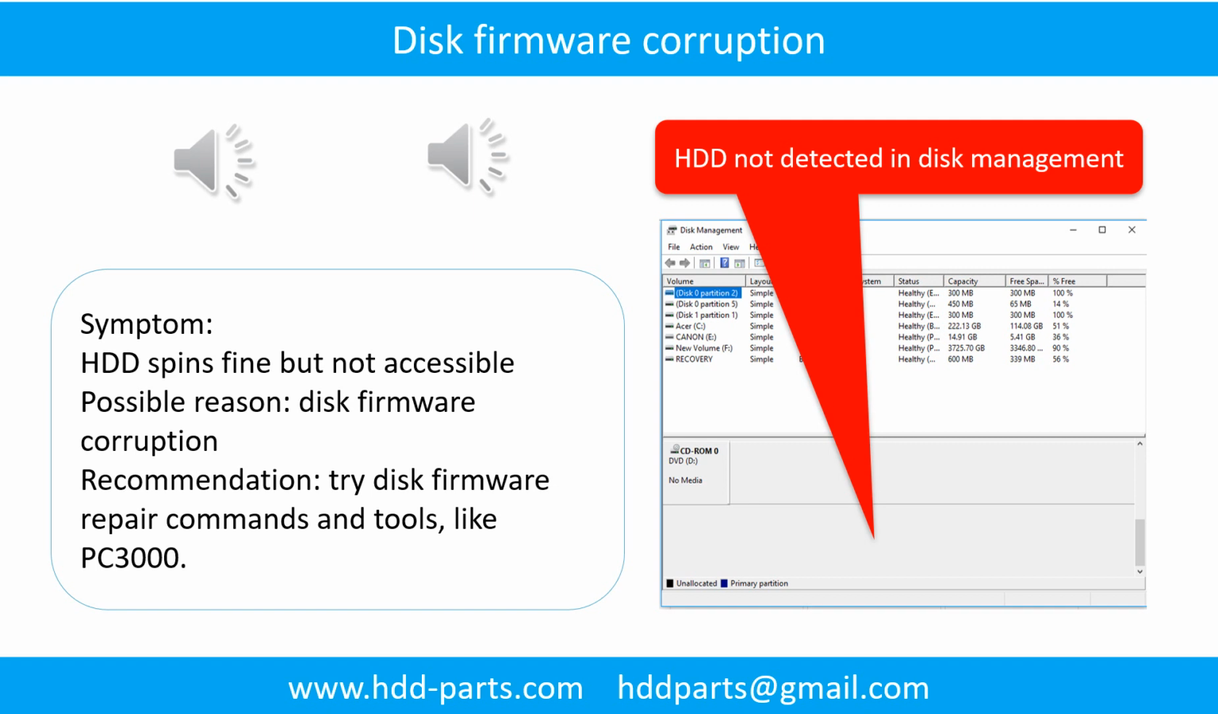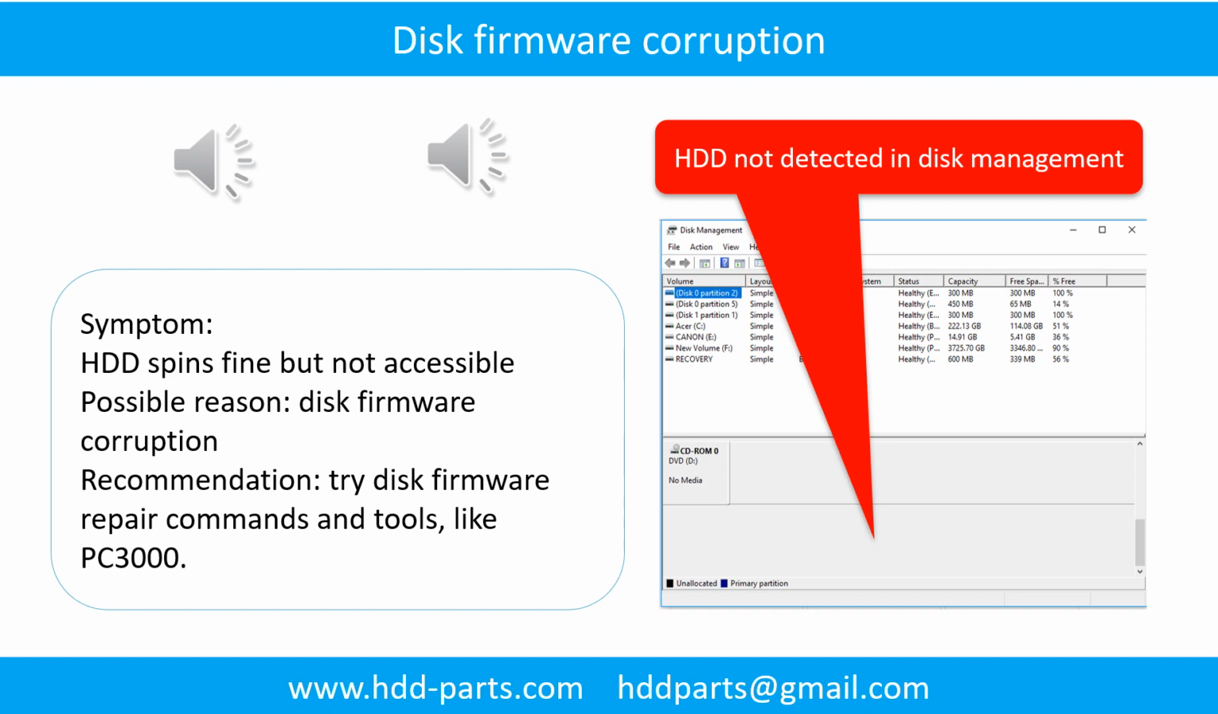Disk firmware corruption. Symptom: the hard drive spins fine, but not accessible by any computer. Possible reason: disk firmware corruption. Recommendation: try disk firmware repair commands and tools like PC3000.